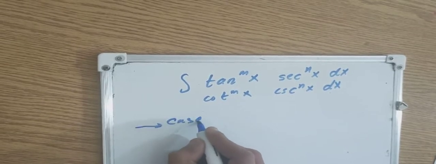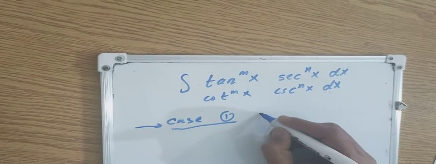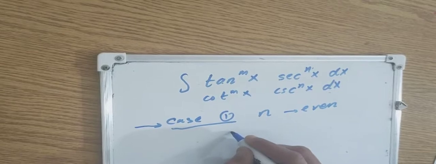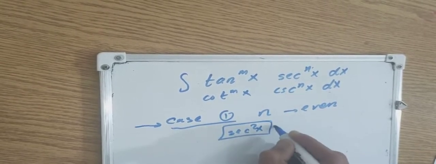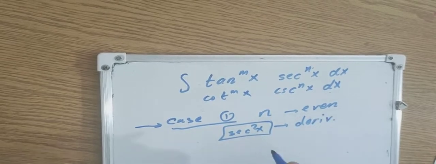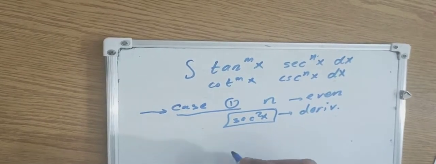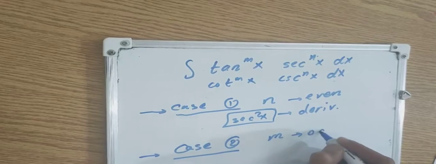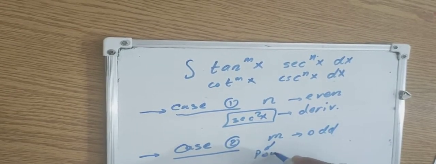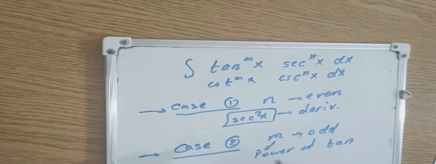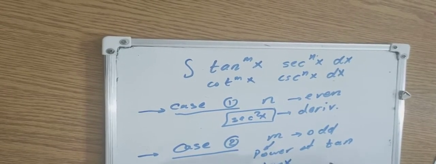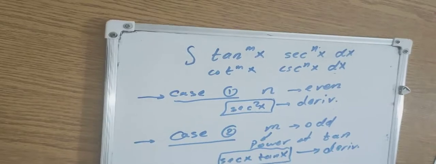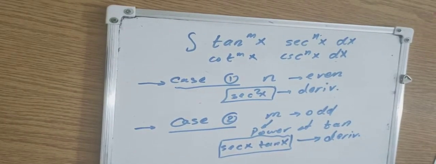Case number 1, if the power of sec, which we named here by n, is an even power, we can easily take sec squared to be the derivative and change the remaining sec to tan and use the power rule. Case number 2, if the power of tan is odd, we can take sec tan to be the derivative and change all the remaining to sec and use the power rule.